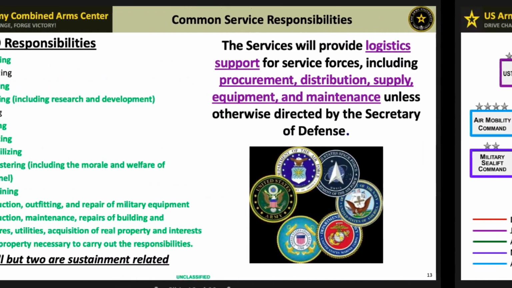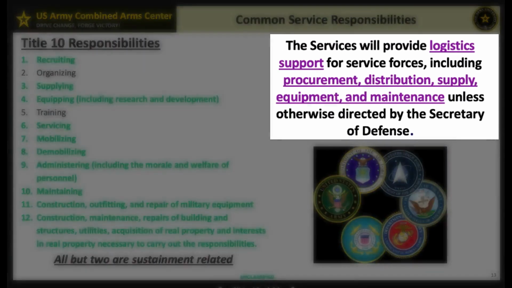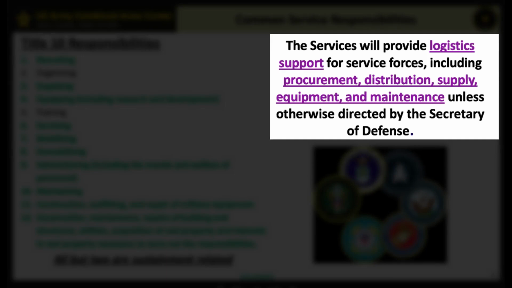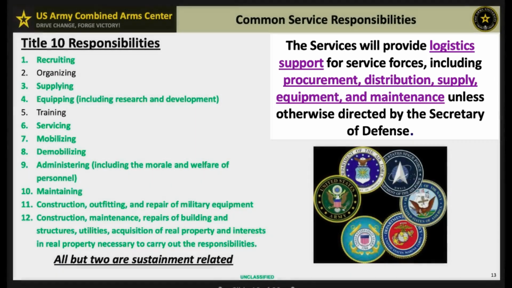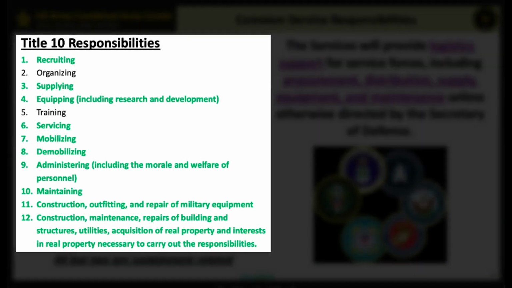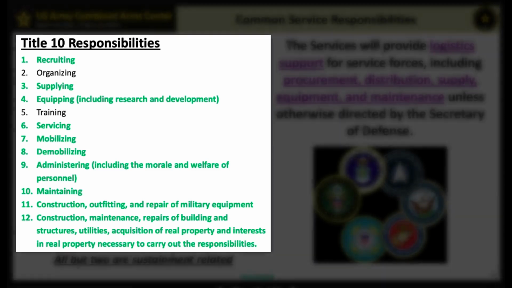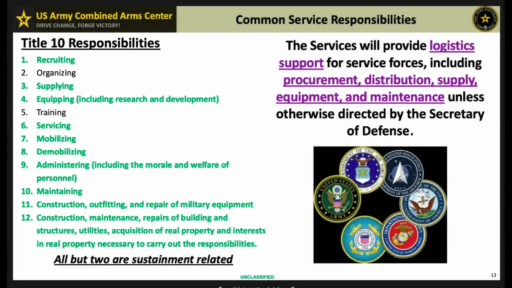The services provide logistics support to their forces, including procurement, supply, maintenance, and equipment. Title 10 outlines common service responsibilities which include recruiting, equipping, training, and maintaining military forces. The services also manage construction, outfitting, and repair, among other essential sustainment-related tasks to support joint operations.